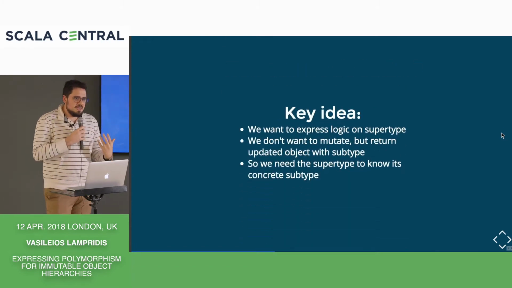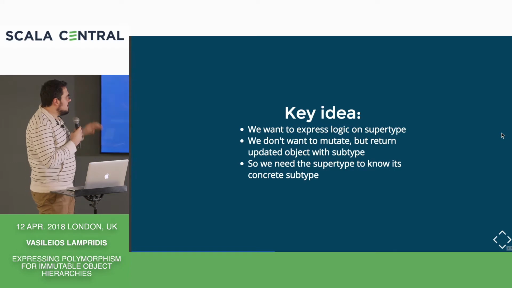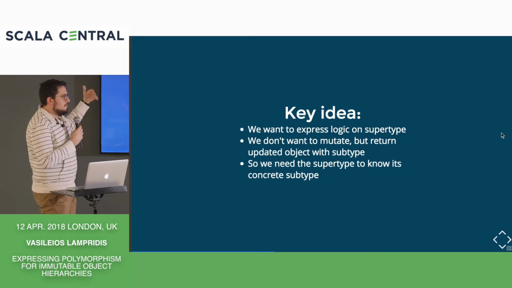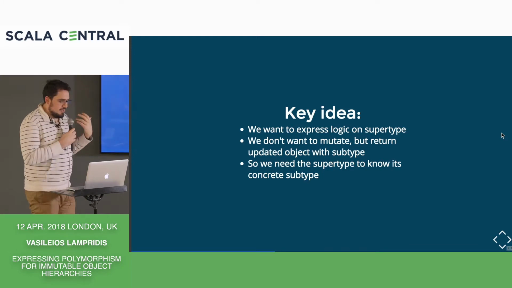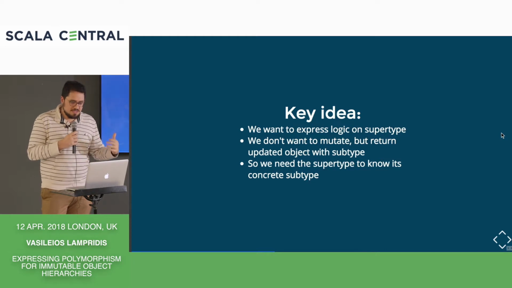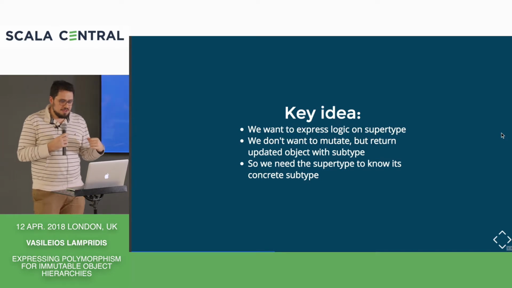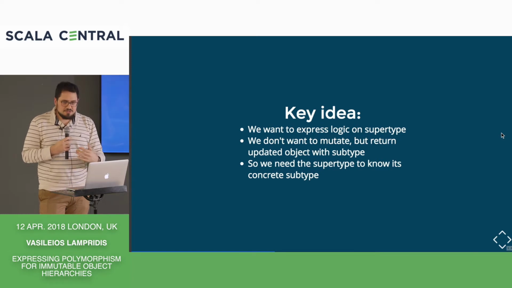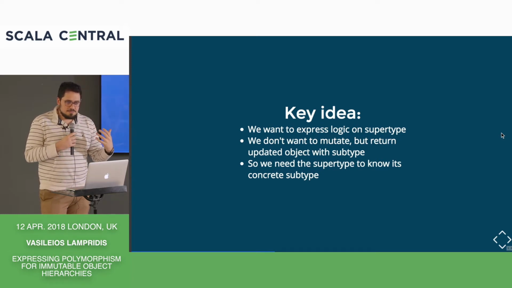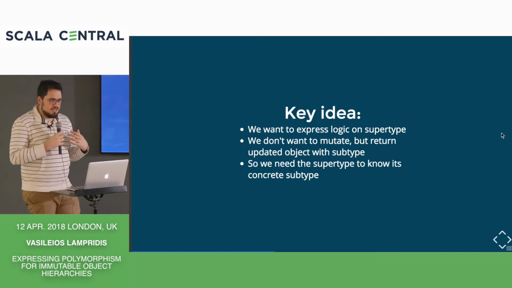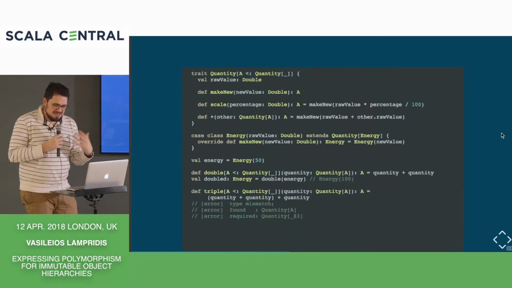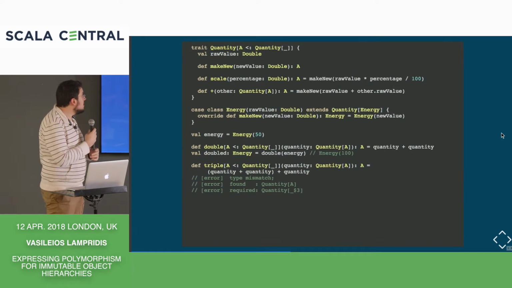So the key idea behind what we call F-bounded polymorphism is that we want to express code on an abstract level, so on the supertype, to avoid duplication, but we don't want to obviously mutate, and we need to return the concrete subtype of an operation that updates something instead of returning just the supertype. So in order to achieve that, we obviously need the supertype to have some sort of knowledge of the subtype that is actually implementing that supertype, and that starts getting messy, so let me explain.